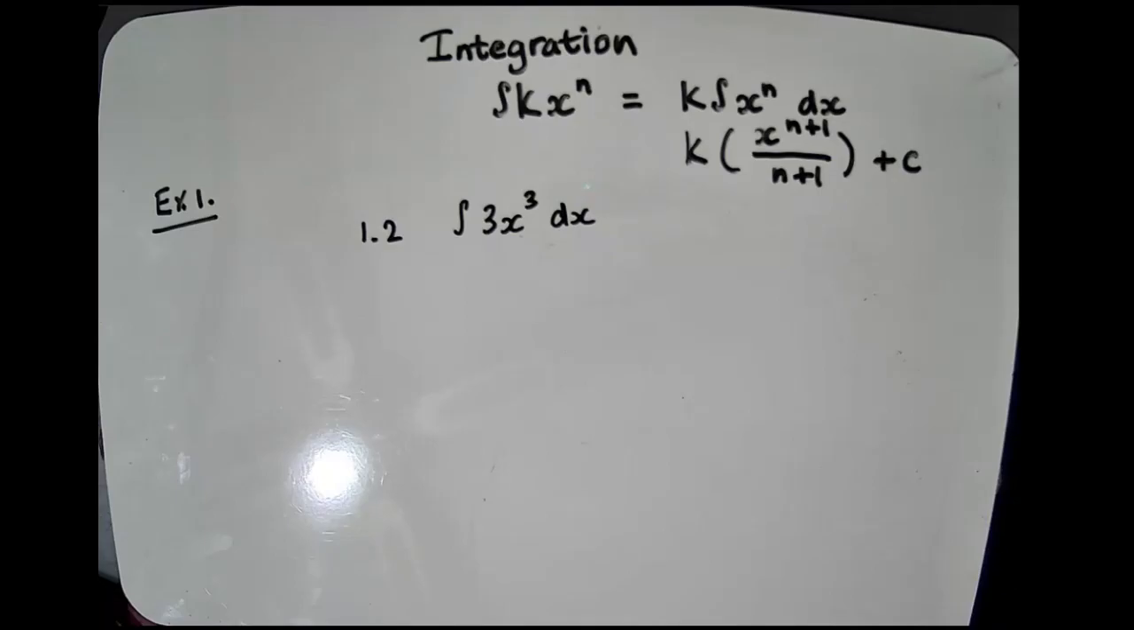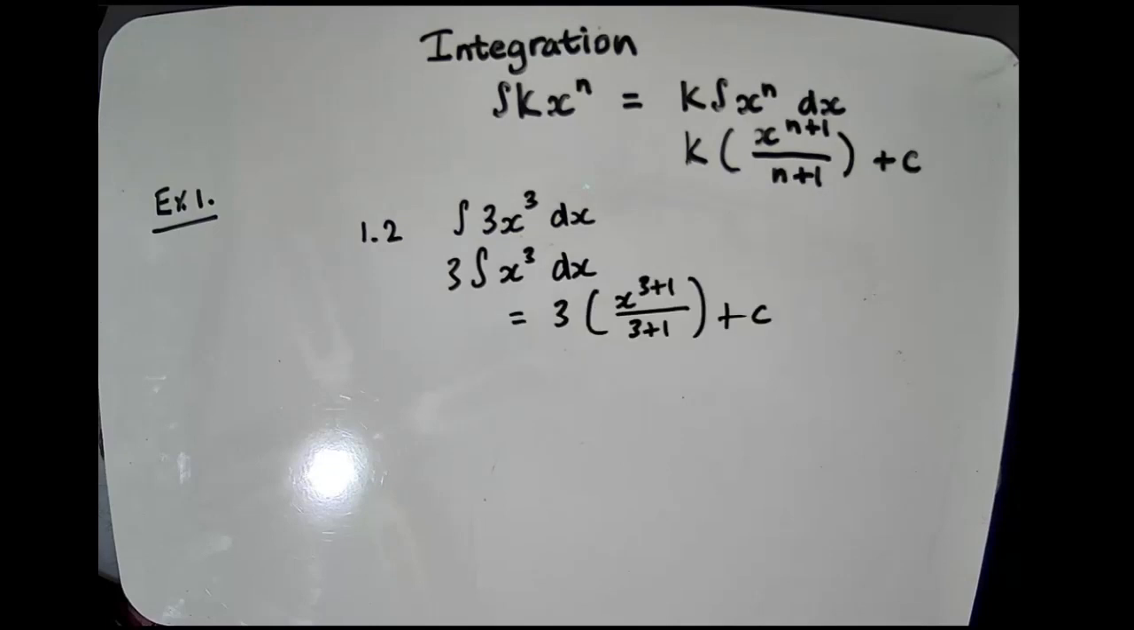Right, so here what we'll do, we'll split it up like that, and then add 1 to the exponent and then copy it in the denominator. We will get x to the 4 over 4. And so that's our final answer.